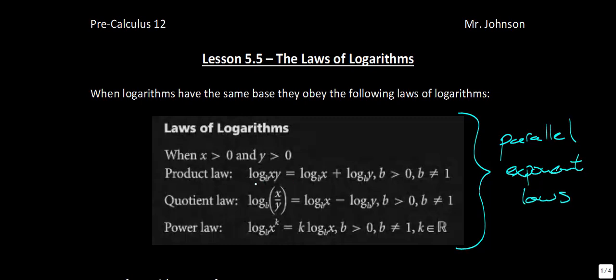What we can say right here is that when we have log base b of xy, so x and y are being multiplied, we just add them together, very similar to exponents. When they're being divided, we subtract. When we have some x to the power of k, the k comes in front and we basically write it like so. Okay, so those are three different laws of logarithms that we're going to be looking at in this lesson.